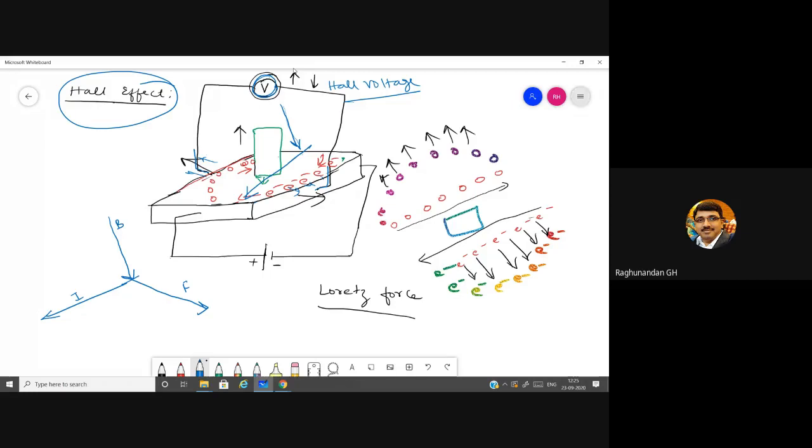Here, what is the concentration of charges? What kind of charges is concentrated here? Holes. What is the concentration of the charges here? Electrons. I take a positive plate, I take a negative plate. What does it become? A capacitor.